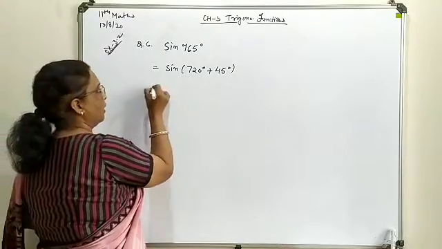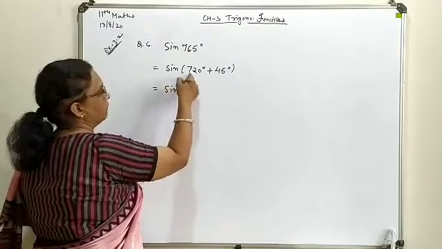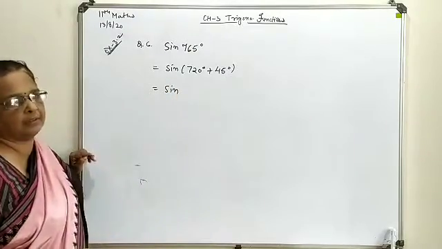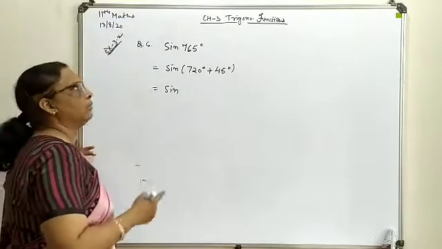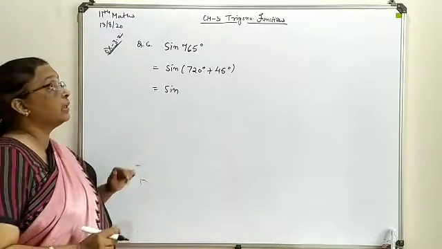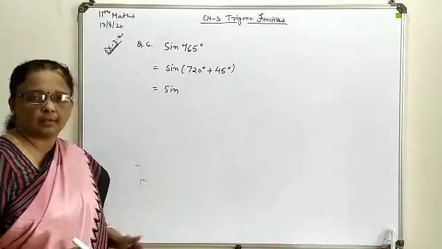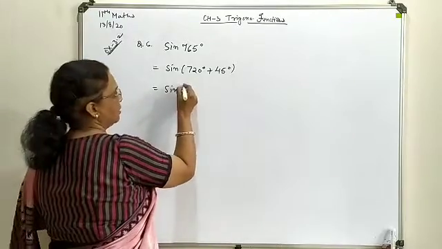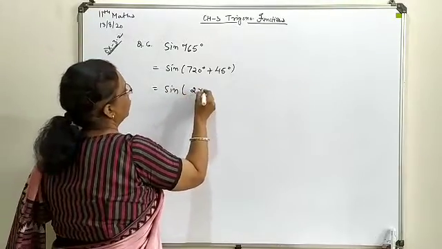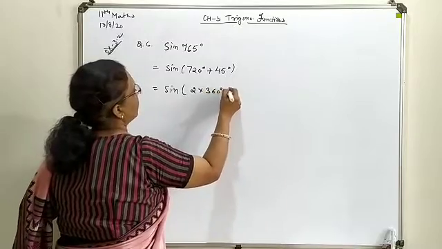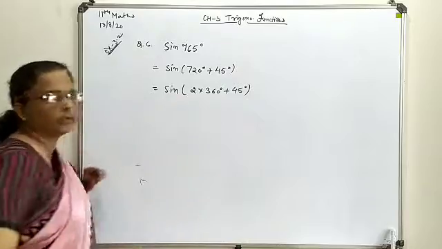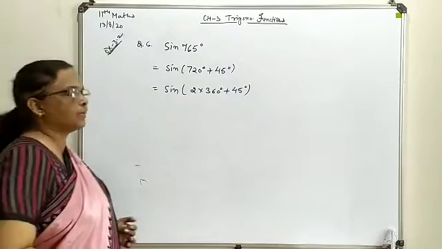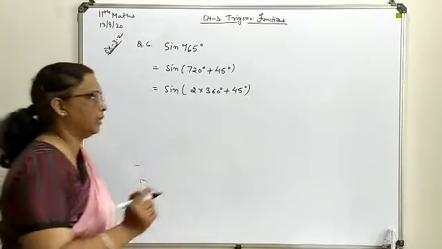Now in place of 720 it may be higher multiples of 360 or 180. Try to convert in 360 if you are dealing with an angle greater than 360. So you can express this as 2 into 360 plus 45. Now what does 2 into 360 mean?